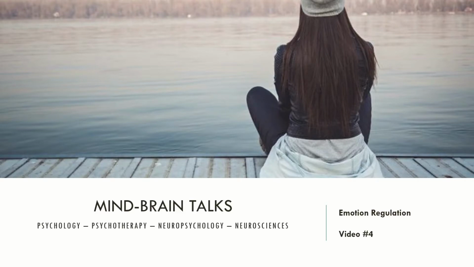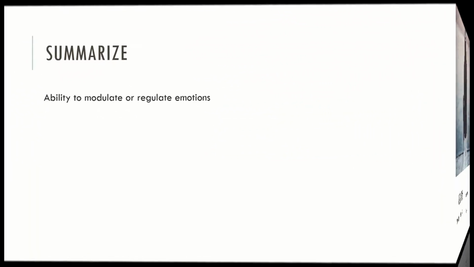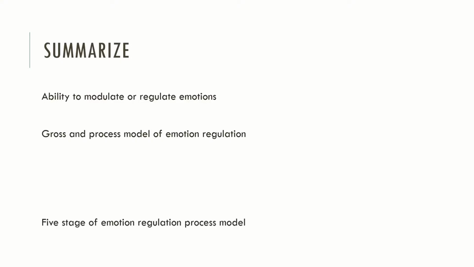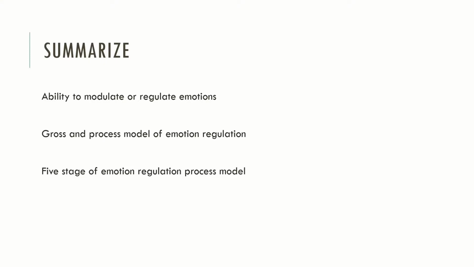Emotion regulation is an ability to modulate or to regulate emotions. One prominent author, Gross, developed a process model. This model has five stages: situation selection, situation modification, attentional deployment, cognitive change, and response modulation.